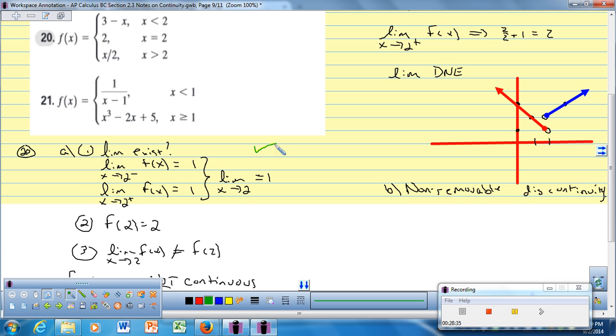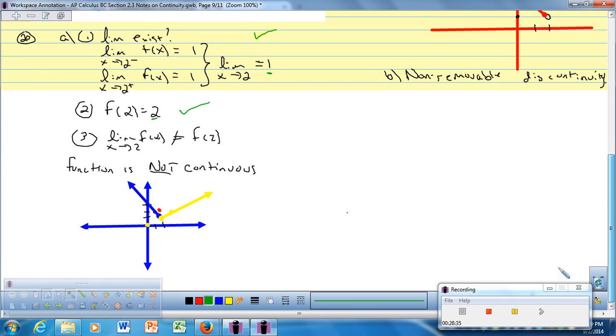Now, the second condition or criteria for continuity at a point, does the function exist? Well, it is defined, f of 2 is equal to 2. So f of 2 equals 2, the function exists. All right, now, does the limit equal the function? Well, the limit was 1. The function was 2. So the limit as x approaches 2 of f of x does not equal f of 2, so the function is not continuous. Now we have to answer the question, is it removable or non-removable?